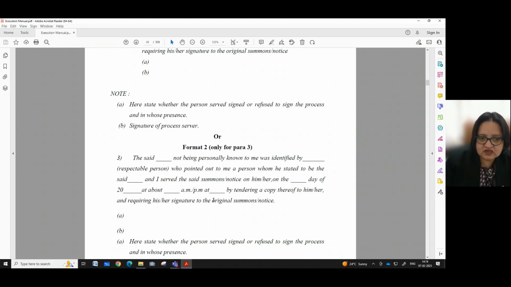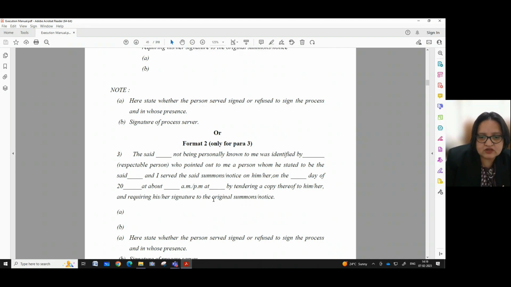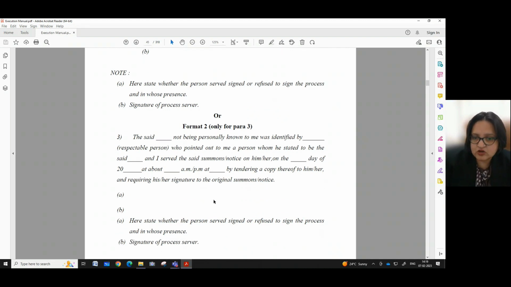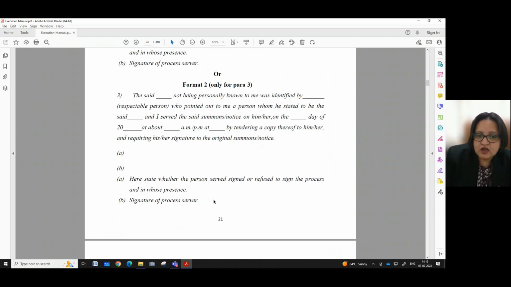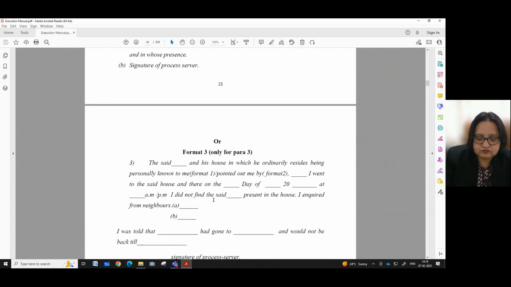Now again, 2 points are given, point A and point B. At point A, the process server is to state whether the person served signed or refused to sign the process, and in whose presence. And at point B, the process server has to append his own signatures.